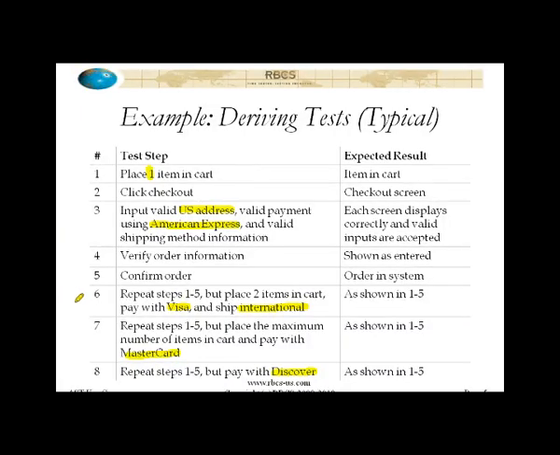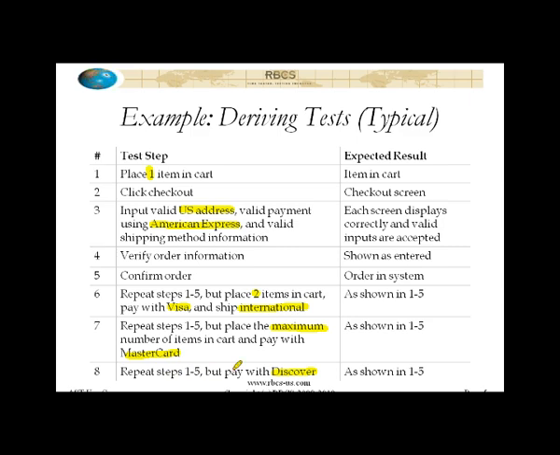Okay, so step number 6, we're going to repeat steps 1 through 5, but this time we're going to place 2 items in the cart. So that's more than 1, so we're going to try multiple items, but not too many. It's just 2. Shipped to an international destination, as I mentioned, pay with a Visa card, so we're covering some more equivalence partitions there. And then step 7, repeat steps 1 through 5, but now we're going to do maximum number of items. We're going to fill the cart. We're going to pay with a MasterCard.